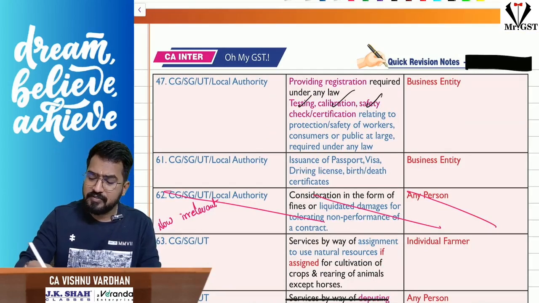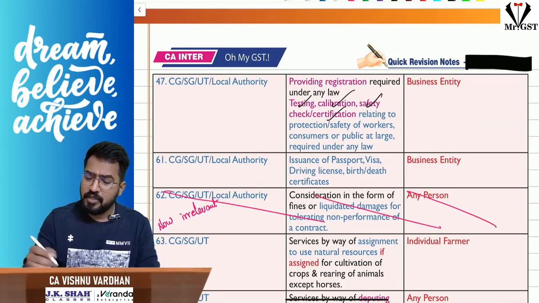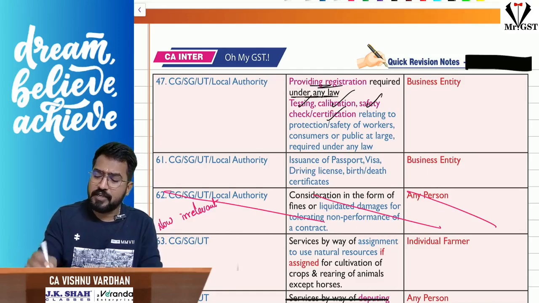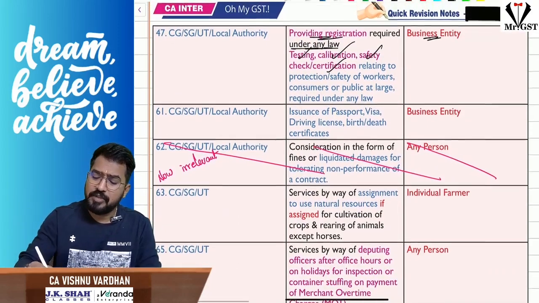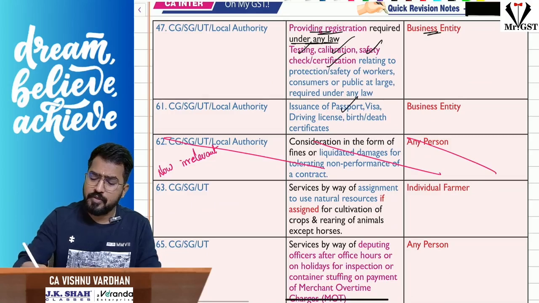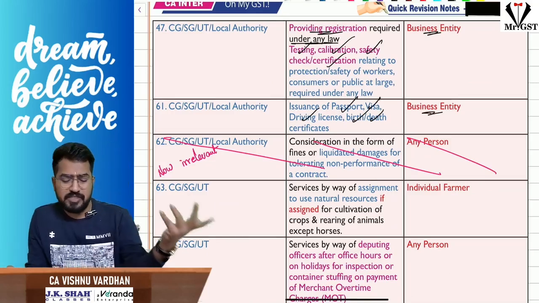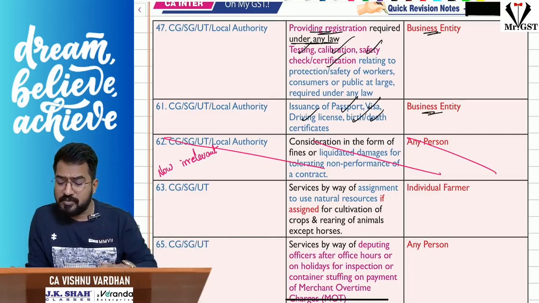Testing, calibration, safety check, certification, all that stuff, where any registration is required under any law. For that also, if they are providing any services to business entities, exempt under GST. Government is issuing passport, visa, driving license, birth or death certificates to the sole proprietor who is doing business, all that, he is also a business entity, so exempt under GST.